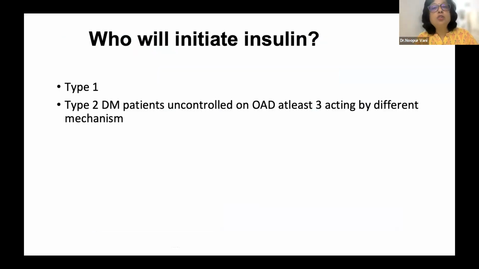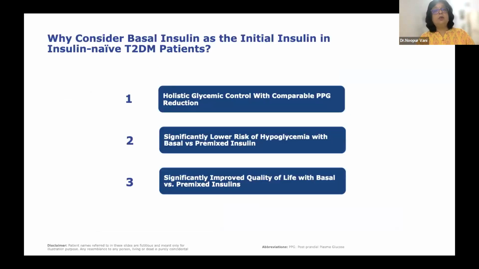Now, for whom should we initiate insulin? Yes, of course, type 1, no doubt. The second are those type 2 patients who are uncontrolled on OADs, at least 3 OADs.